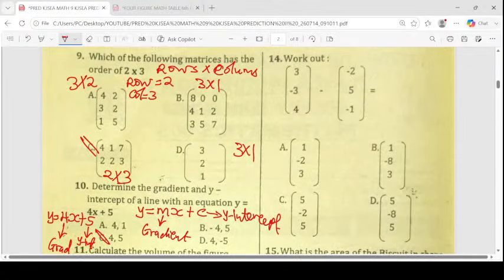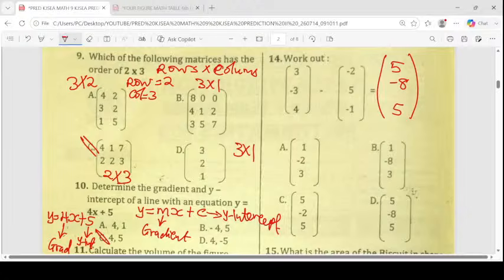Question number 14. Work out (3, negative 3, 4) minus (negative 2, 5, negative 1). Let us see how we are going to work out this. 3 minus negative 2 is like saying 3 plus 2, which will be 5. Negative 3 minus 5 is negative 8. 4 minus negative 1 is like saying 4 plus 1, which also becomes 5. So that is our answer.